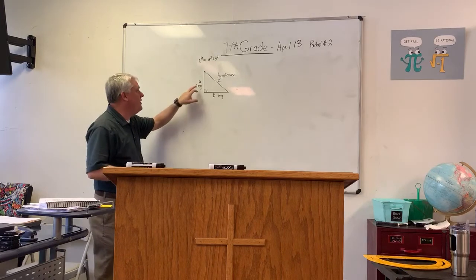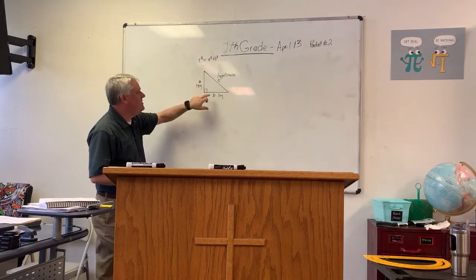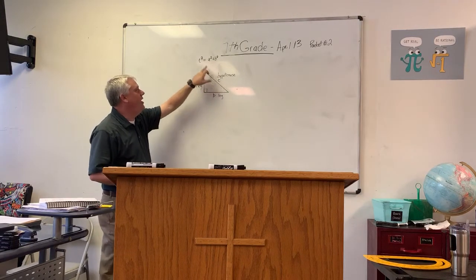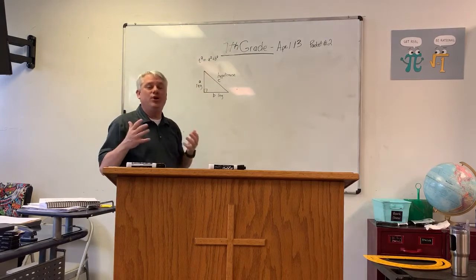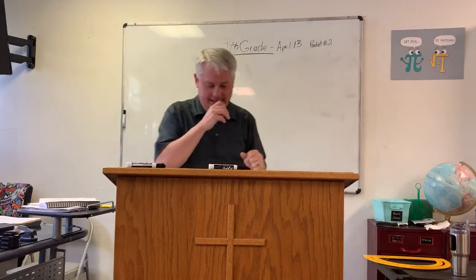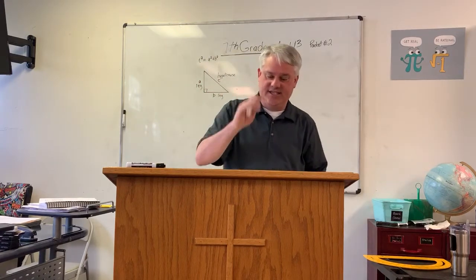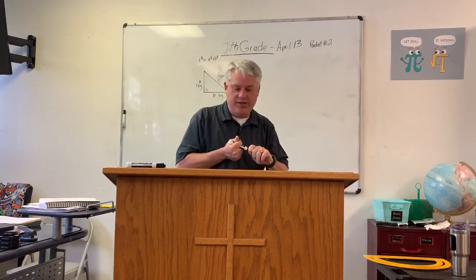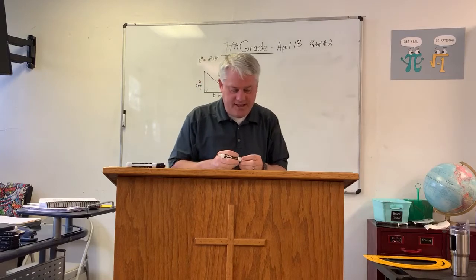Now class, that's why it's very important that you understand the legs are A and B. The hypotenuse is C. You can't put those things in different places. It will cause us a problem here, okay? So all we're going to do is substitute and solve at this point. So look at the first example with me, and we're going to fill in.